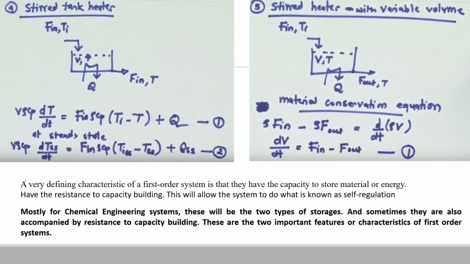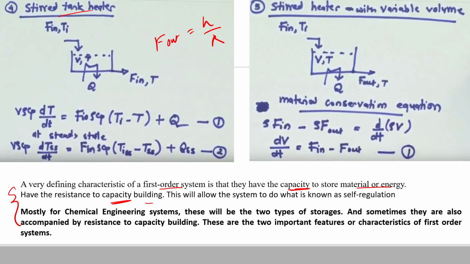Now there are two main points that I wanted to emphasize. Very defining characteristics of the first order systems that we studied earlier, the level control tank or any stirred heater tank as discussed in the class, are that they have the capacity to store material and energy. That is, they are capacitive systems, as well as they have the resistance to capacity building. In the case of the valve where the flow rate was proportional to height, we studied this resistive action.